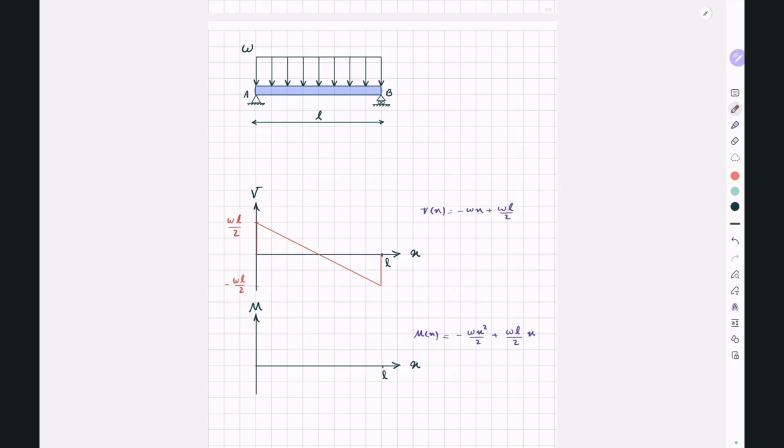And your moment function is a quadratic equation. At x equal to 0, your M is equal to 0. At x equal to L, your M is equal to 0. And at x equal to L divided by 2, you have a positive moment with a magnitude of WL to the power of 2 divided by 8. It's L divided by 2. And your quadratic function will look something like this. This is L divided by 2. So this is how your shear force and bending moment diagrams will look for a simply supported beam with a total length of L and a uniformly distributed load with a magnitude of W.